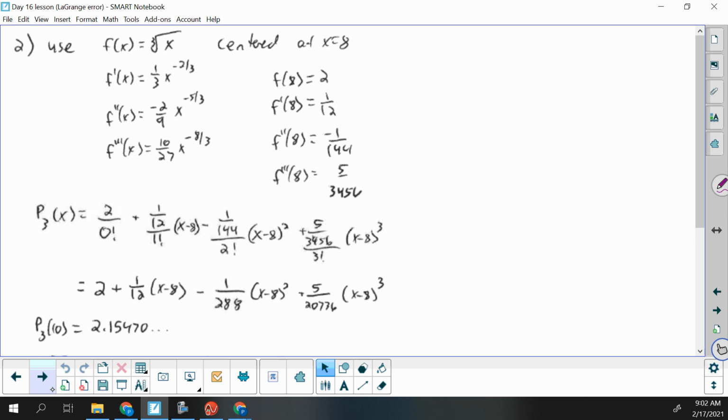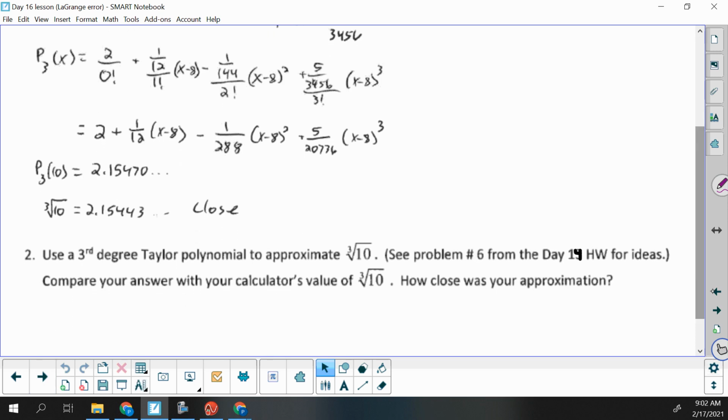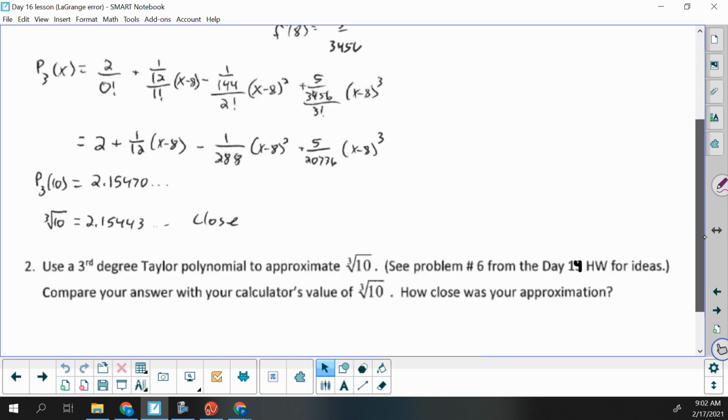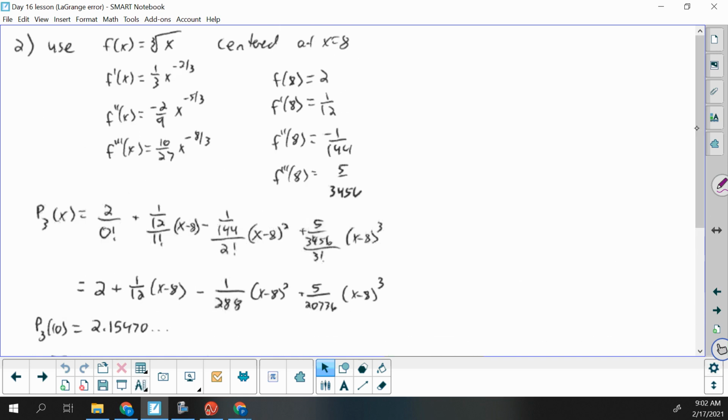In number 2, we want to approximate cubed root of 10. Something nice close to that is cubed root of 8. So we're going to use 8 as our center, and we'll have f of x be cubed root of x. They wanted us to do a third degree, so we've got to do 3 derivatives of cubed root of x, and you see those 3 derivatives there. Then we've got to sub in 8 for x and find the value of each of those derivatives at our center. That's where we get the 2, the 1/12, the negative 1 over 144, and the 5 over 3456.